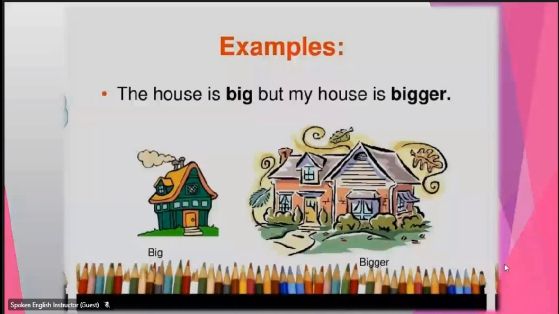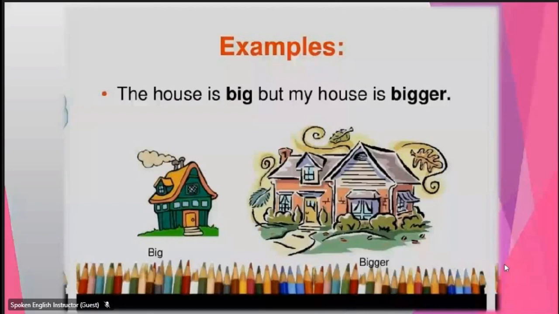As you can see on the screen, there is a rule that you can simply add er to the adjective in order to make it the comparative degree. For example, if it was fast, then it became faster. If it was slow, then it became slower. We are just adding er to it. This is a simple way to transfer your positive degree into the comparative degree. You can simply add er.